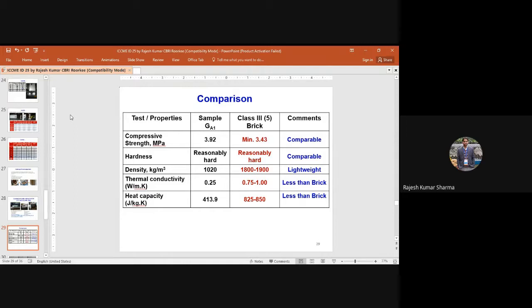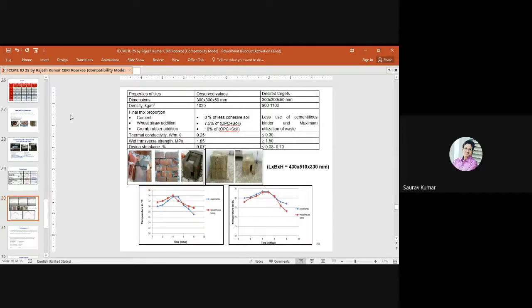If we use this mud composite block, the compressive strength was 3.9 MPa. Density was approximately half that of class 3 brick. K value was 0.25 watt per meter Kelvin, which is quite less than brick, and heat capacity was half less than brick. The desired target is given on the right hand side, and for tiles, we have achieved the density of 1020 kg per meter cube.